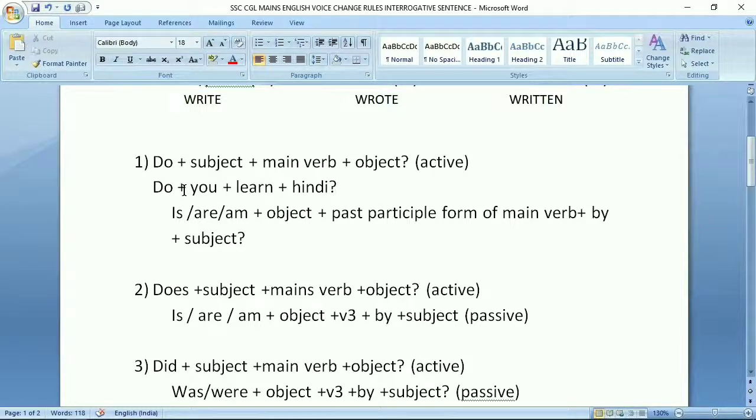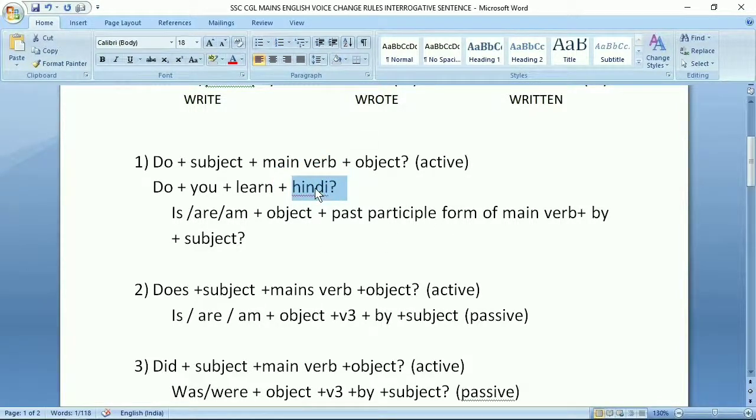So at first, do plus subject plus main verb and object, this is called an interrogative sentence in active form. And right now, when you convert this active interrogative sentence into passive form, you must begin the passive sentence with is, are, or am, whichever is applicable. So how can you decide whether to write is, are, or am? This depends on the object. Here the object is Hindi.